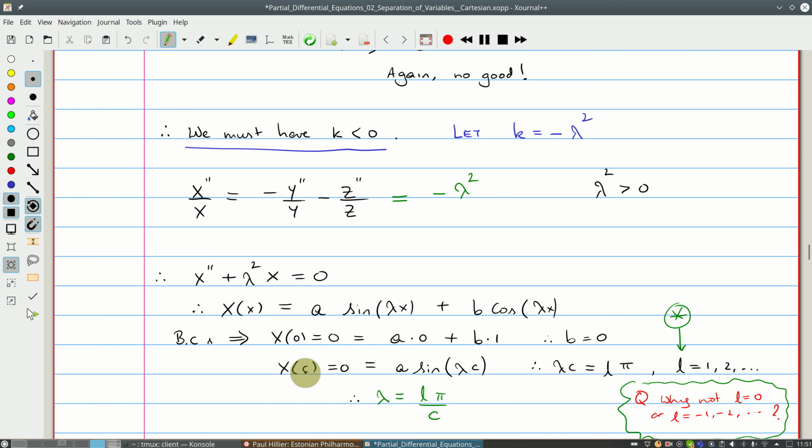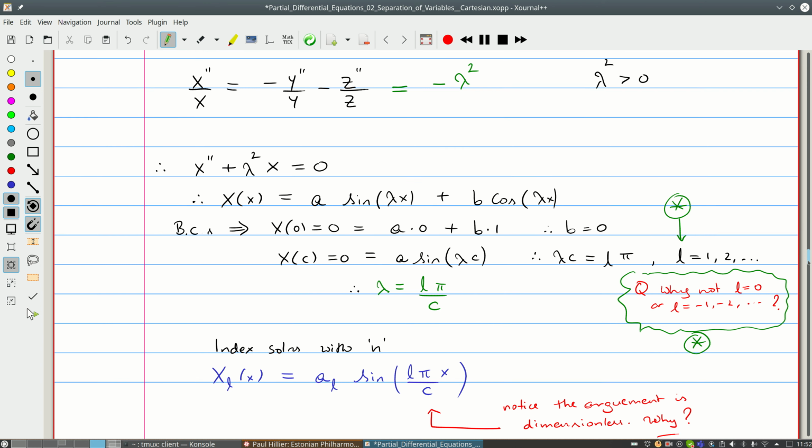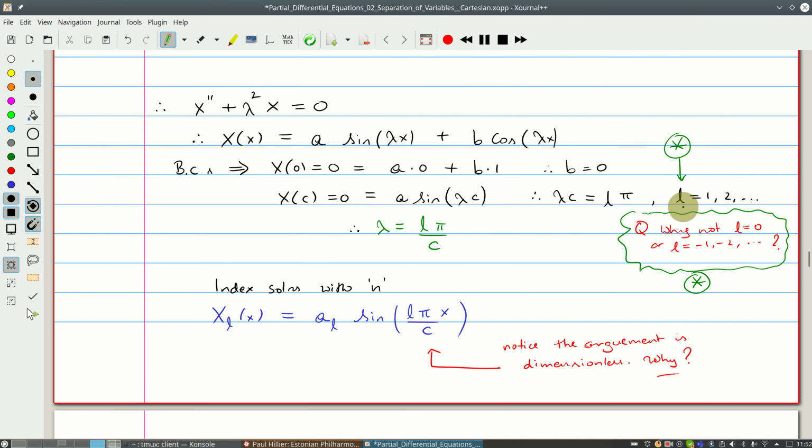At x is equal to c, capital X of c is 0, which means a times sine of lambda c is 0, which means lambda times c is some integer times pi. Now here I have chosen this integer L to be positive integers only, non-zero positive integers. So let's disentangle this. Why can we not have L is equal to 0? First question. Think about it. Why can't L be 0?